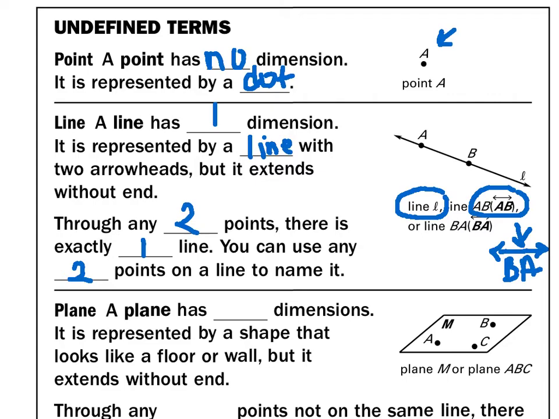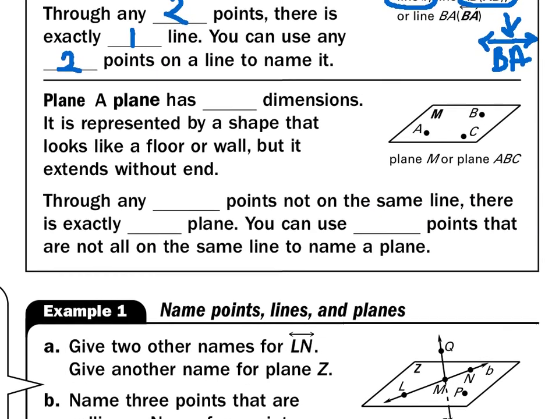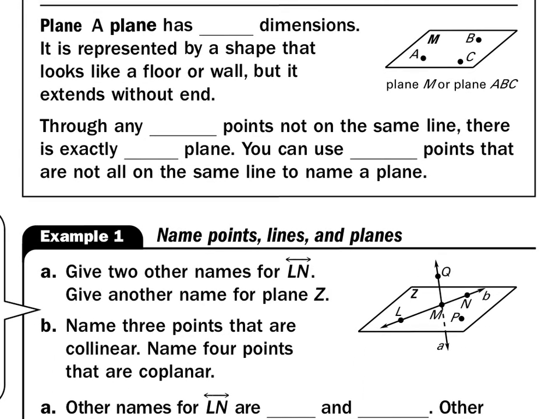A plane. A plane has two dimensions. It's represented by a shape that looks like a floor or a wall, but it also extends without end. So think about a massive piece of paper that just cuts through the world forever. Through any three points, not on the same line, there is exactly one plane. You can use three points that are not on the same line to name a plane.